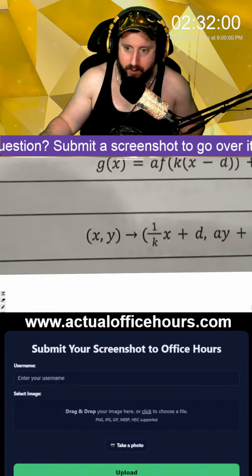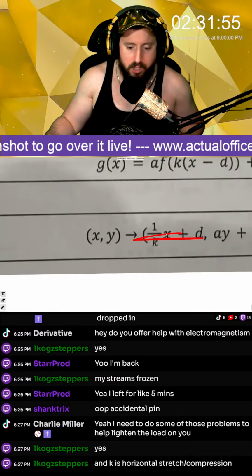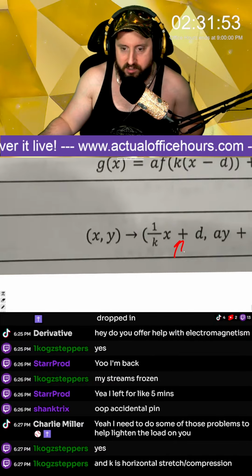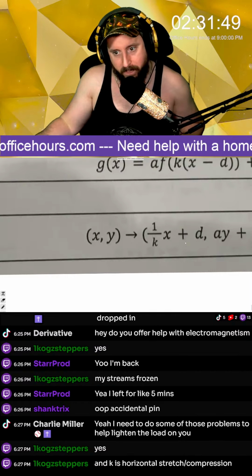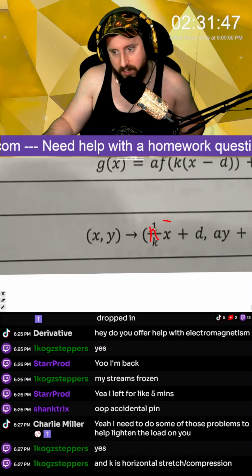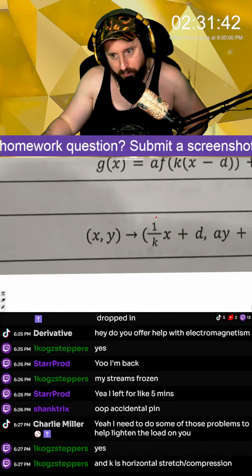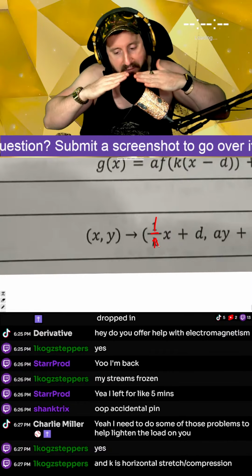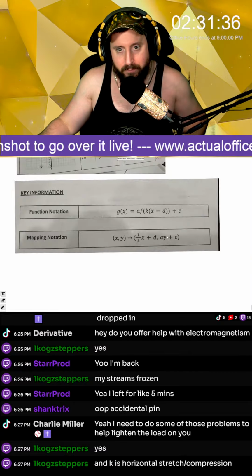Interesting they put the 1 over K here. Because for horizontal stuff, everything's backwards. So, for instance, plus D moves it to the left, but minus D moves it to the right. And then multiplying K by something shrinks it, but multiplying by 1 over K expands it. So it's kind of cool that they already included that for you.